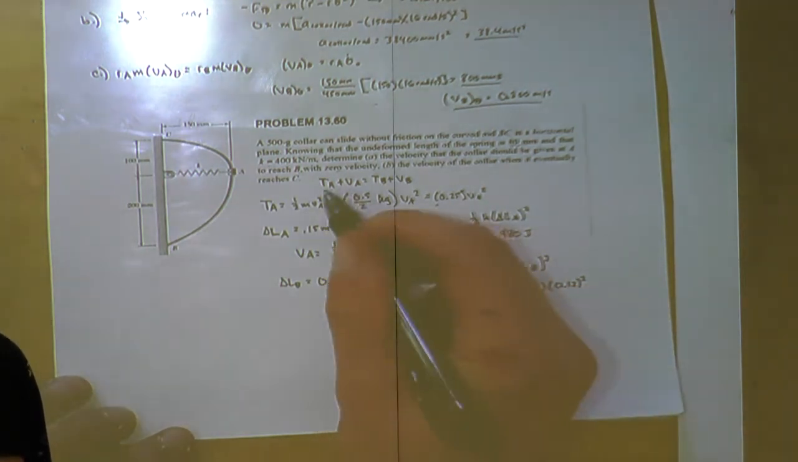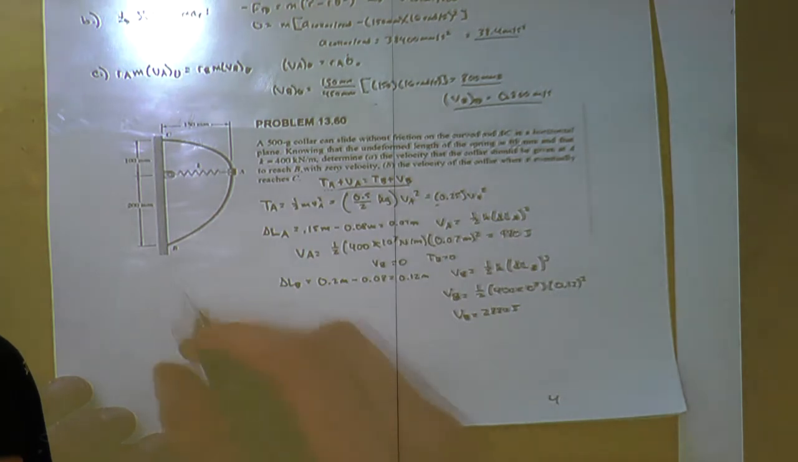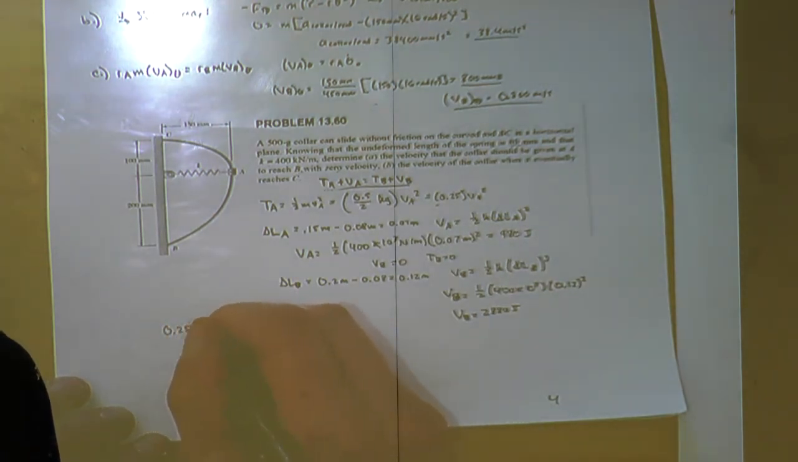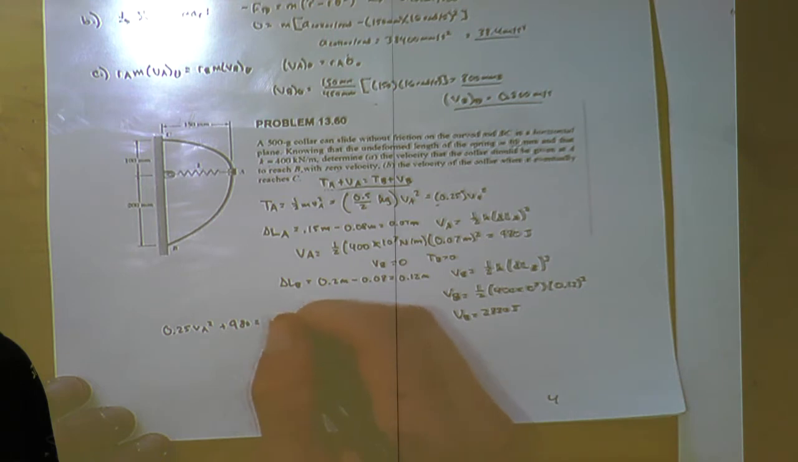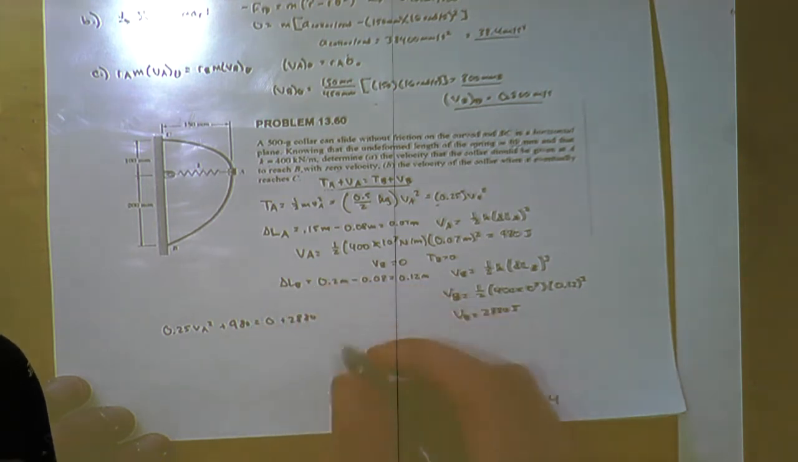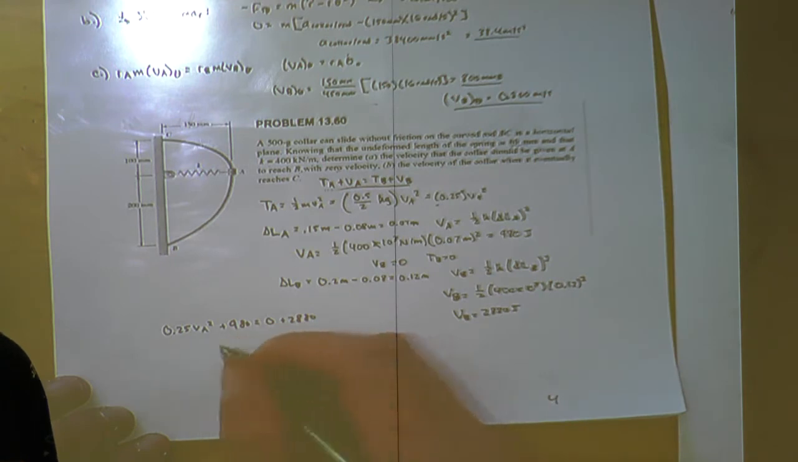So we're going to substitute all the values that we have into here. And it's going to give us 0.25 v_A squared plus 980 is equal to 0 plus 280. And solving for v_A, we end up getting 87.2 meters per second.